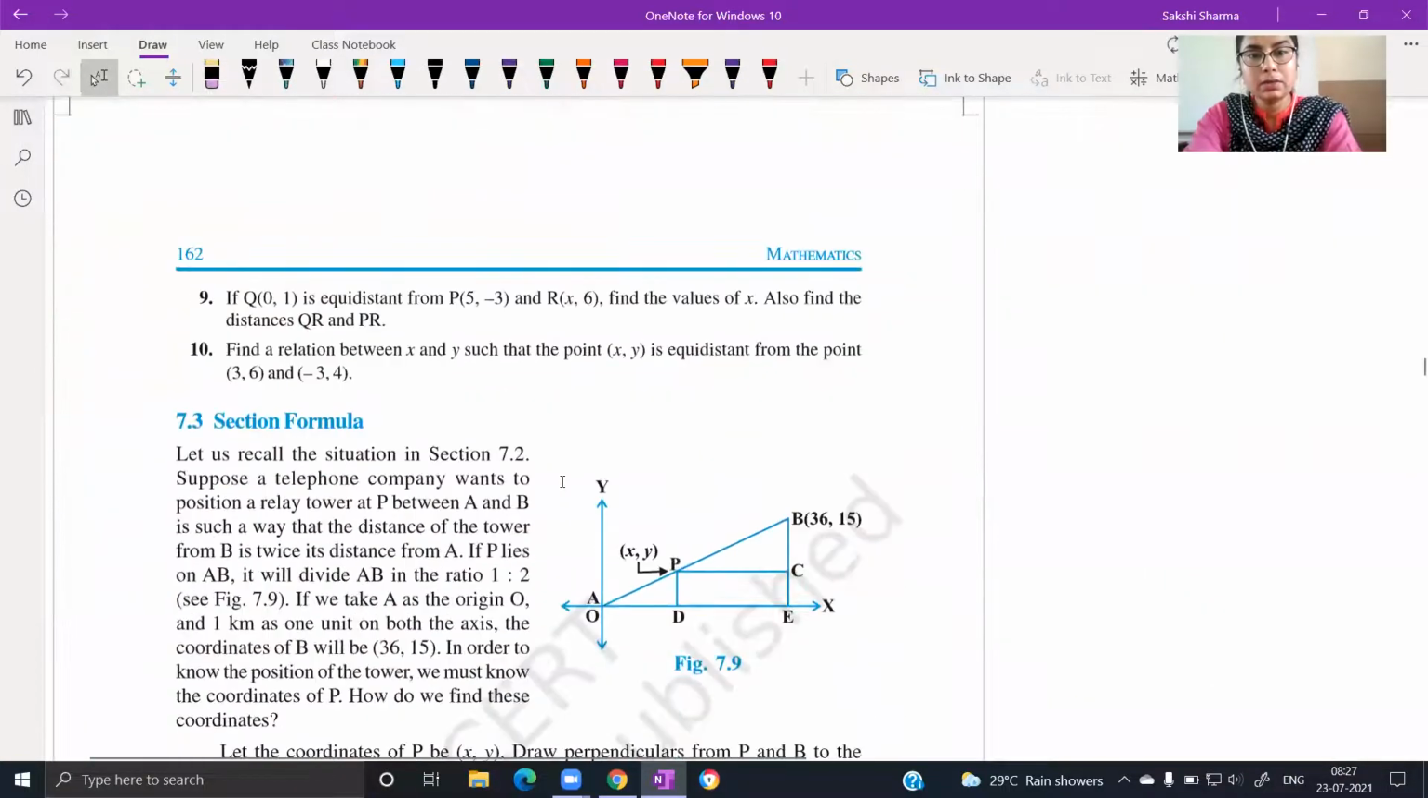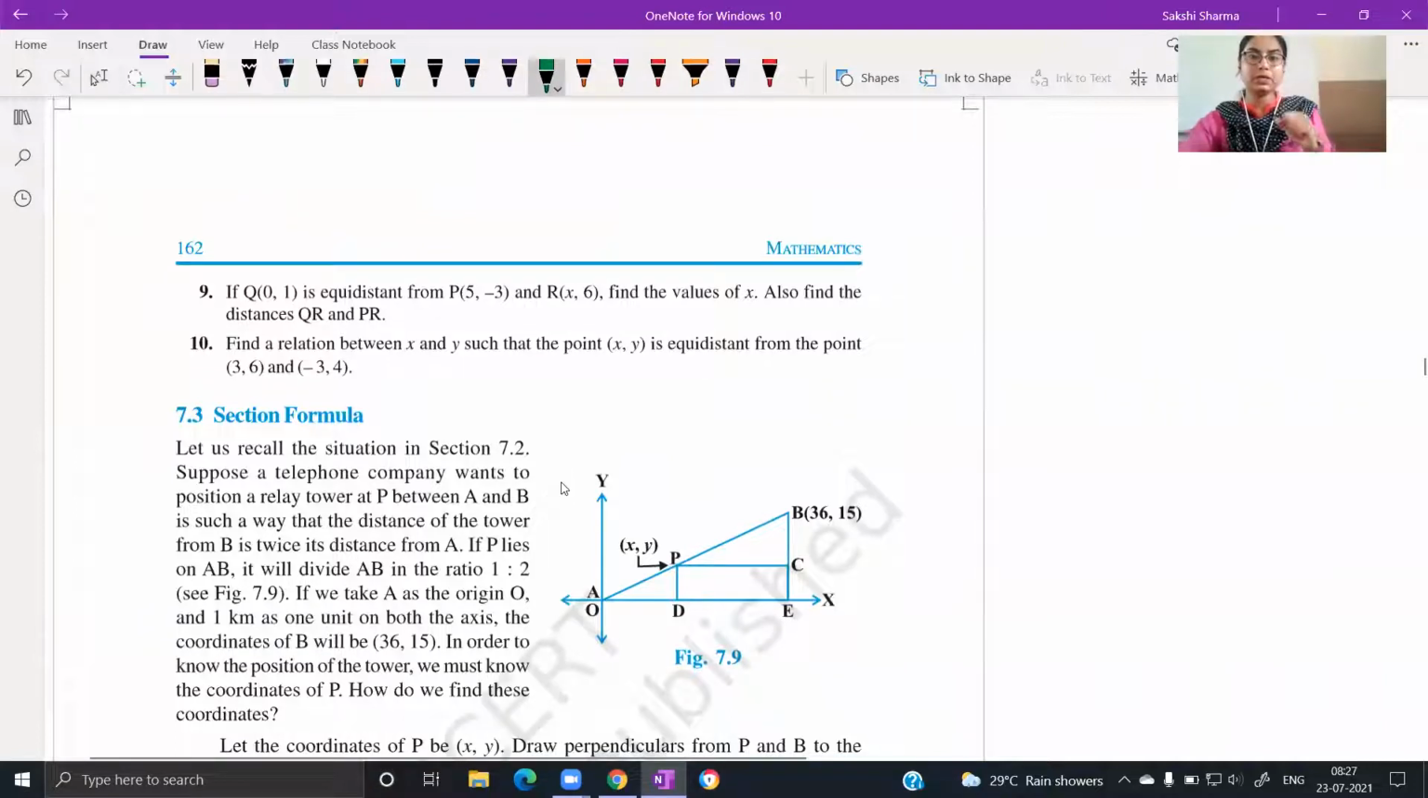Question number 9. If Q is equidistant from P and R, find the values of X. So this is similar to a question we have already done. Can anyone tell me how we'll write down the equation? Mathematically, what would you write down? PQ equals RQ. So you can form an equation and find X. Then afterwards, you also have to find the distances QR and PR. Once you have the value of X, you have to find QR and PR. Let's discuss the next one before we start writing the answer.